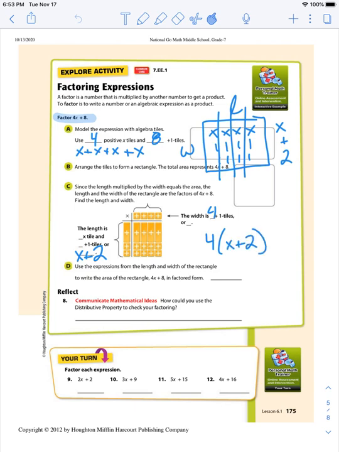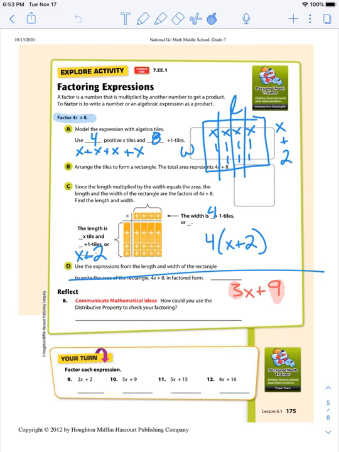Now, this is the algebra tile way to factor it. I think it's easier to just think what they have in common. So let's use another example. Let's use 3x plus 9. 3x and 9 are not like terms. One has a variable, one doesn't. But I can still think what they have in common. So I know 3 and 9 are both divisible by 3.